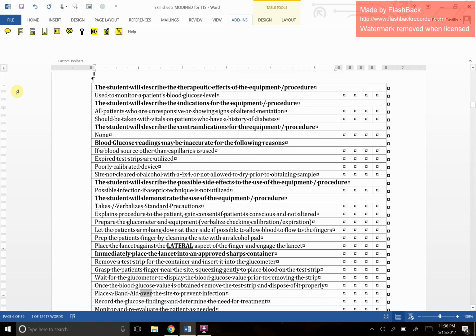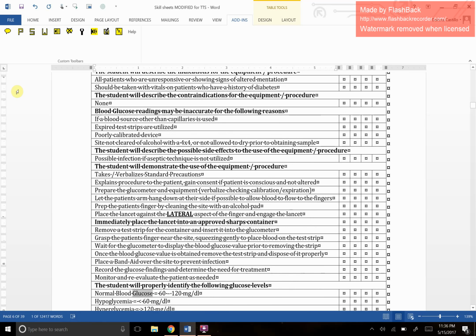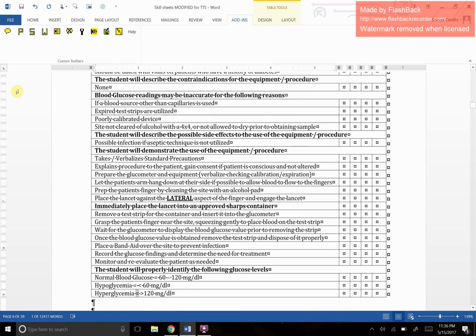Place a band-aid over the site to prevent infection. Record the glucose findings and determine the need for treatment. Monitor and re-evaluate the patient as needed. The student will properly identify the following glucose levels. Normal blood glucose equals 60-120 mg/dL. Hypoglycemia equals less than 60 mg/dL. Hyperglycemia equals greater than 120 mg/dL.